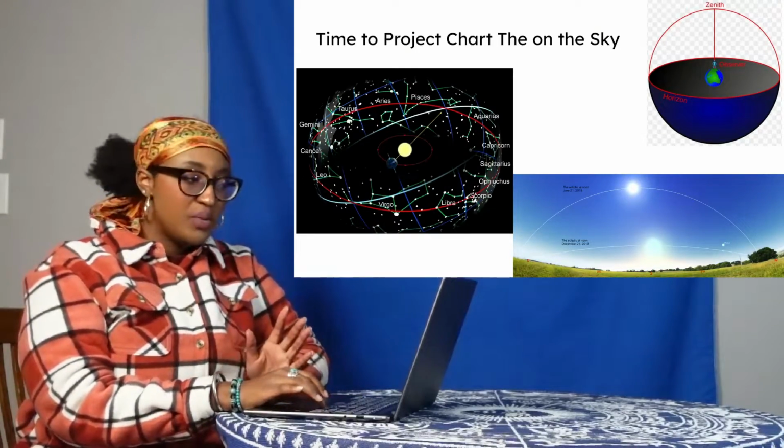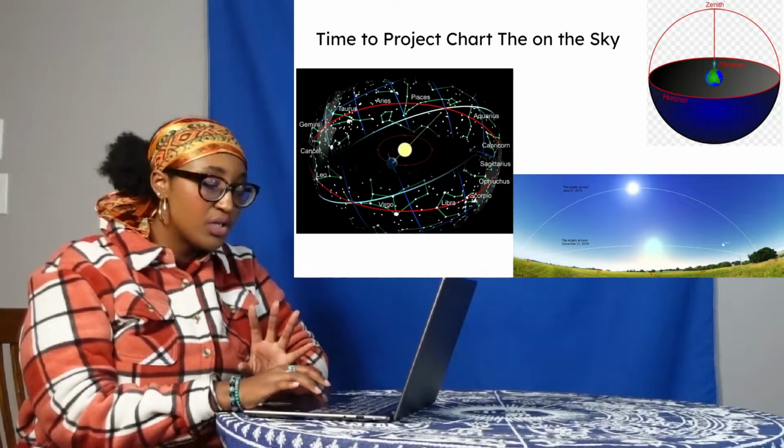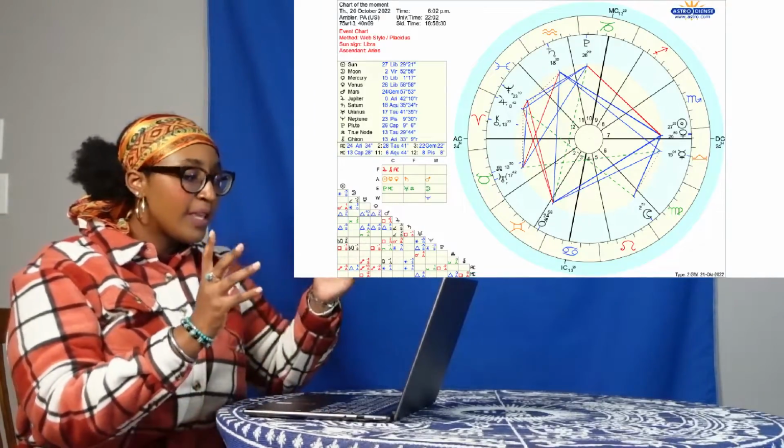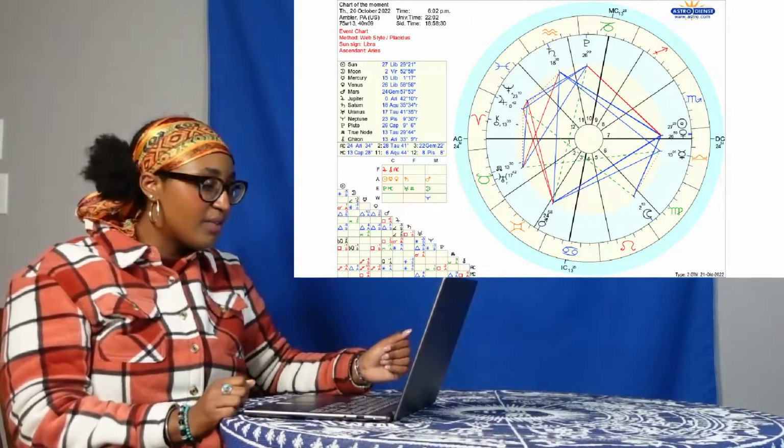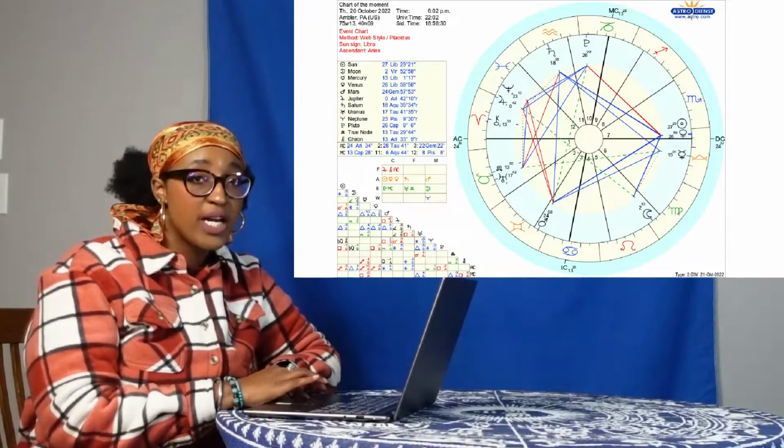So now that we know how to navigate the birth chart and be able to visualize the birth chart too, let's see how it looks in real life. This is real time. This is what the planets look like right now.